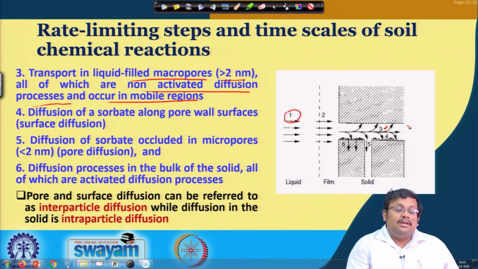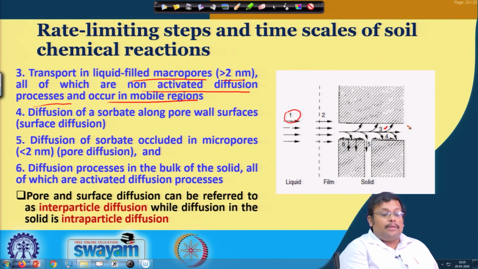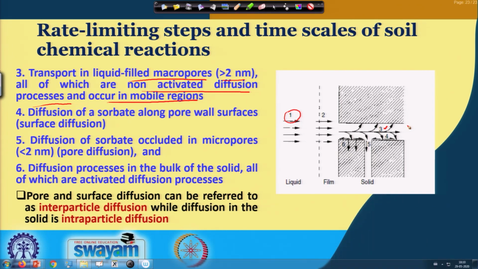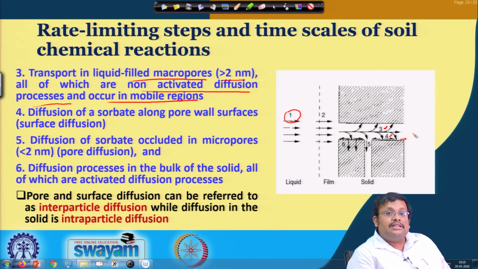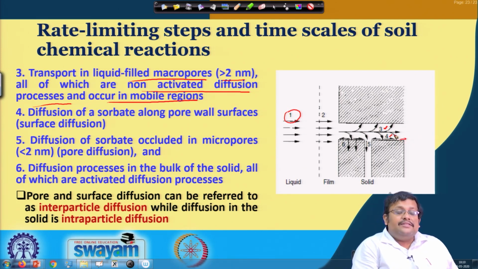The fourth one is known as the diffusion of a sorbate along a pore wall surface, that is called surface diffusion, and this is denoted by 4. If we consider this as a macropore, the diffusion of a sorbate along the pore wall surface is called surface diffusion. You can see this is diffusing along the pore wall surface. So, it is an example of surface diffusion.